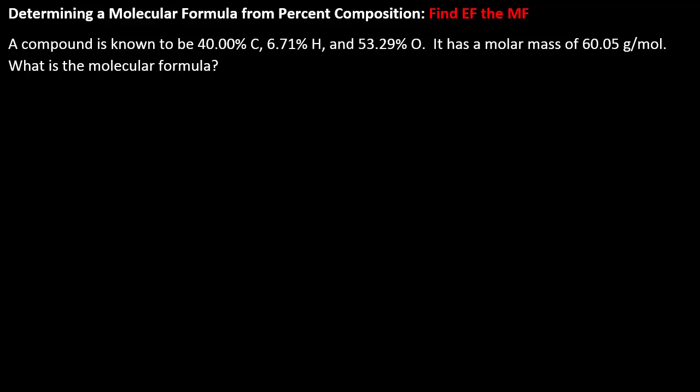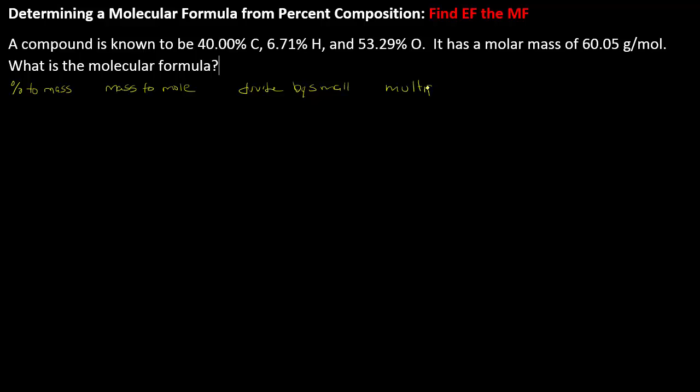Alright, so how about going from percent composition all the way to molecular formula? So we'll say a compound is known to be 40% carbon, 6.71% hydrogen, 53.29% oxygen. It has a known molar mass of 60.05 grams per mole. What is the molecular formula? Okay, so in red at the top of the screen you can see first you need to find the empirical formula, then you find the molecular formula.